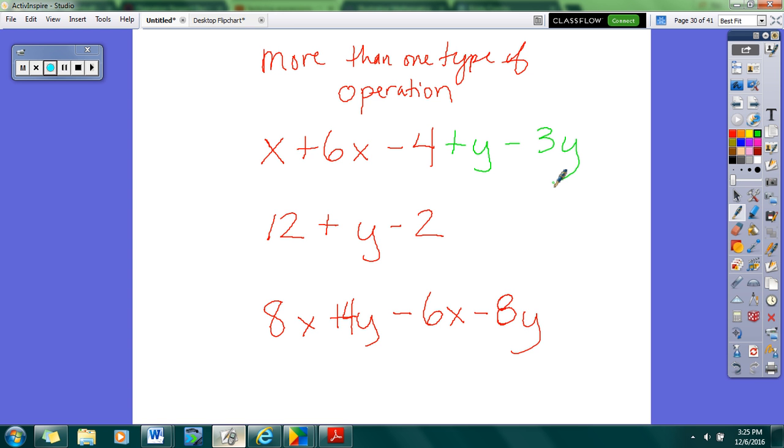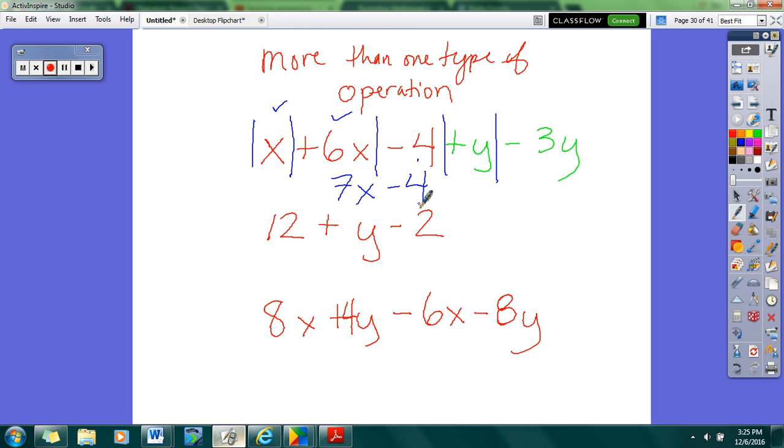So again, I'm going to draw the lines in between each one. So I have x plus 6x minus 4 plus y minus 3y. So I'm going to look at the x's first, just because it comes first. I know I have 1x plus 6 x's. Those are all the x's I have. So that's going to be 7x. I have a negative 4 here. I don't have any other constants, so that's going to be minus 4.